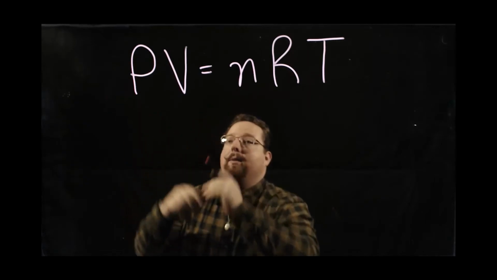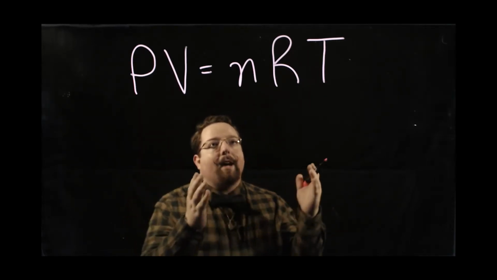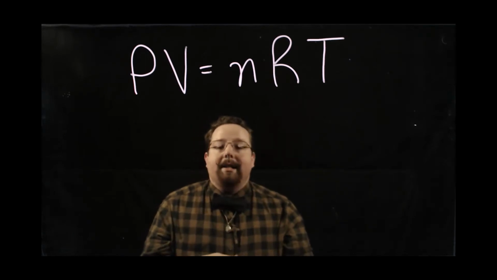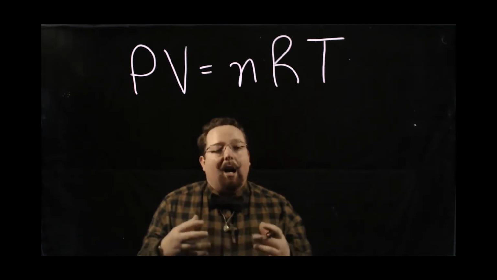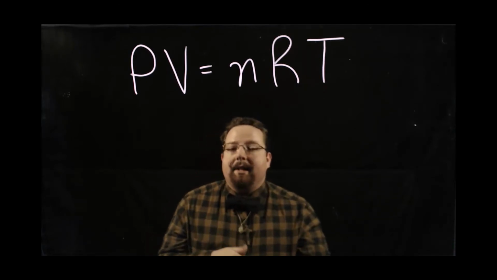On the left side of the equal sign we have P and V for pressure and volume. On the right side we have n, R, and T. n is for the number of particles, R is the ideal gas constant, which we'll learn about in a minute, and T is for the temperature.